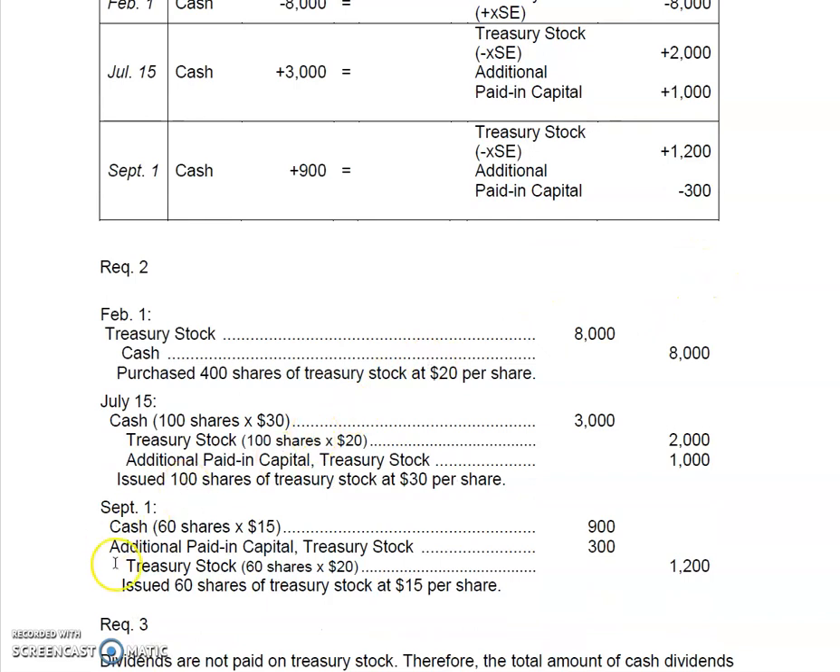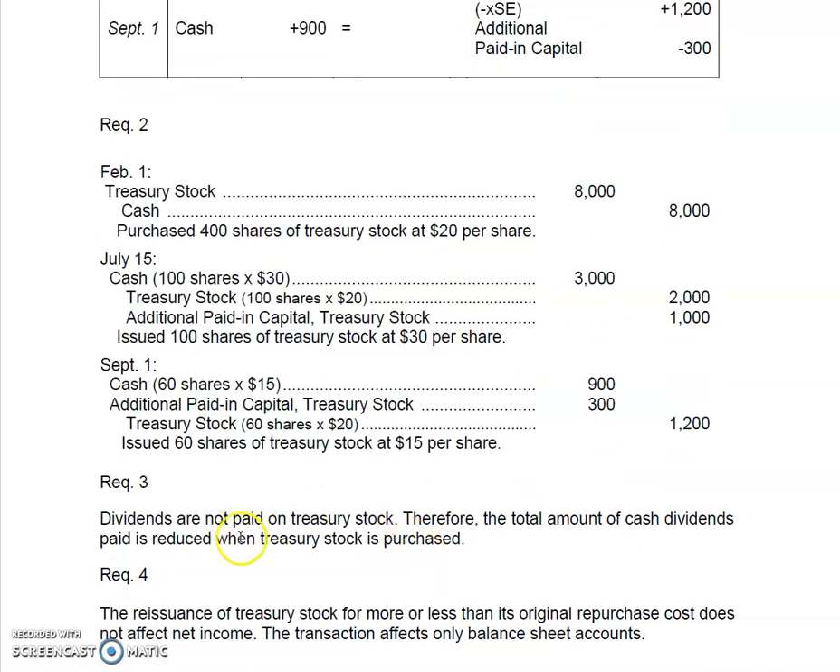There's the journal entry: debit cash for the amount of cash received, credit treasury stock at cost, and debit additional paid-in capital, in this case, for the difference, which is less than what we had paid for the treasury stock. Notice no gain or loss involved in either of these transactions.